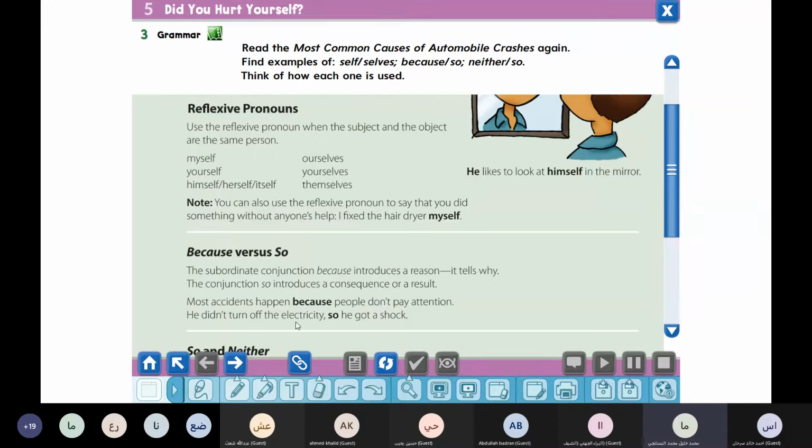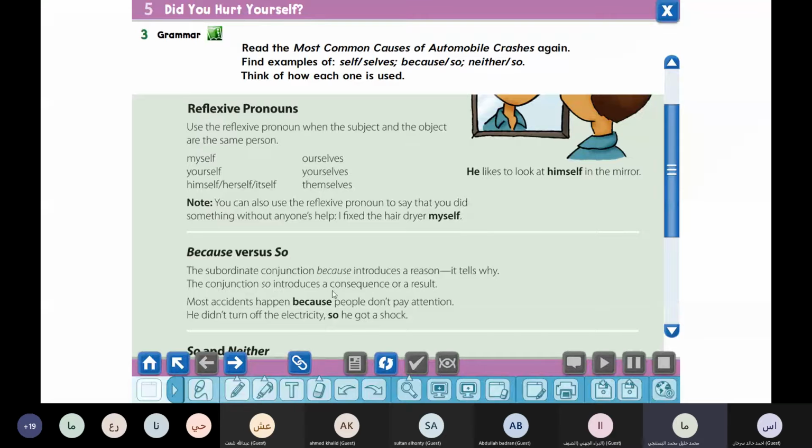Who can read the second example? He didn't turn off the electricity, so he got shocked. Thank you. You realize here we have a result, a consequence. He didn't turn off the electricity, so he got a shock. So here we have a result, a consequence.